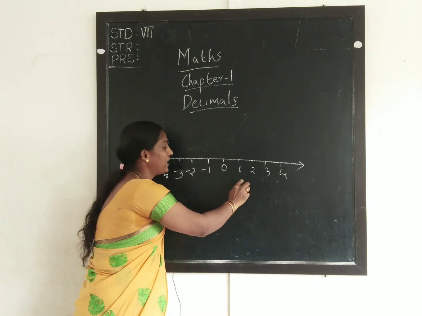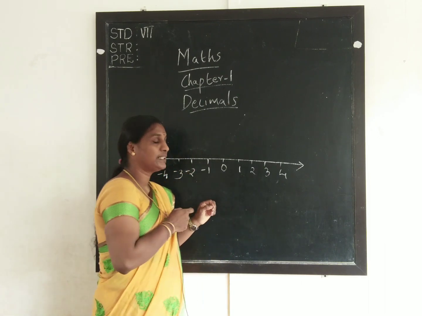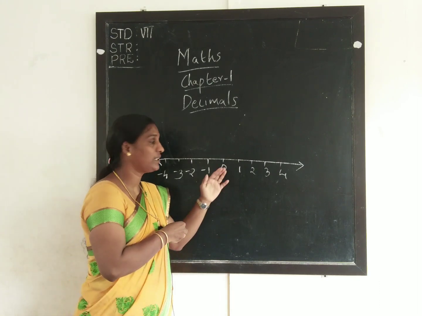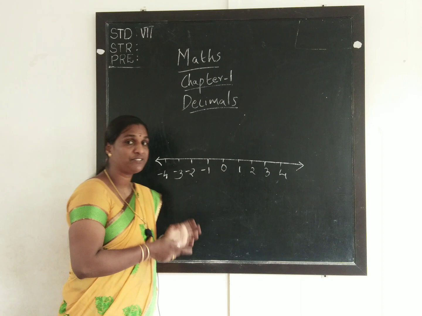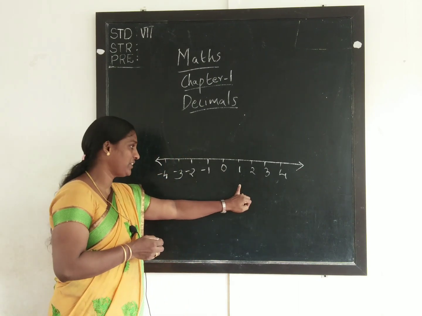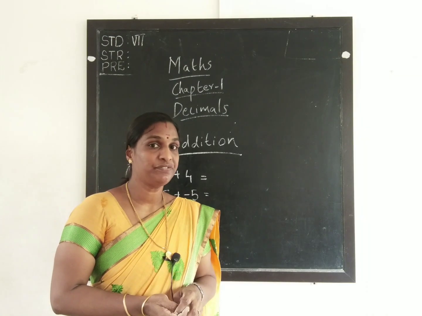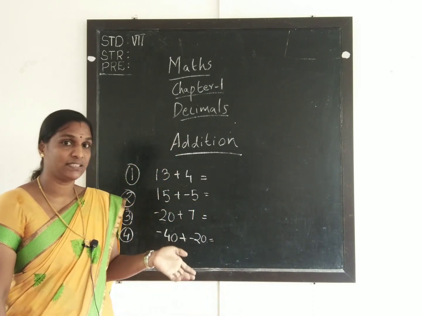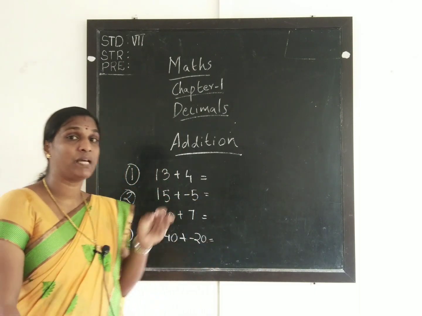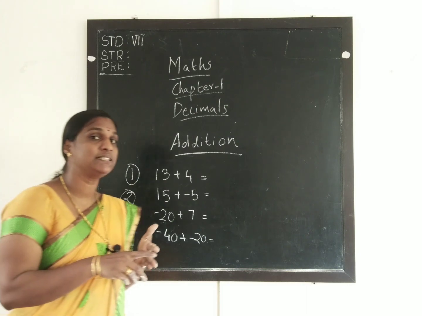When we consider a number line which consists of numbers from 0 to 4 on the right side of the number line, there is a set of negative numbers like minus 1, minus 2, minus 3, minus 4 on the left side of the number line. This set of numbers is called integers, and the positive numbers are called positive integers and the negative numbers are called negative integers. We can now see addition of integers. This you have studied in the last class. It is very simple. It is easy to do addition of integers by remembering some rules. We can go through the examples so that we can revise these portions.